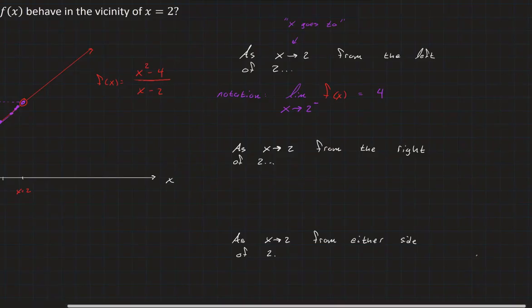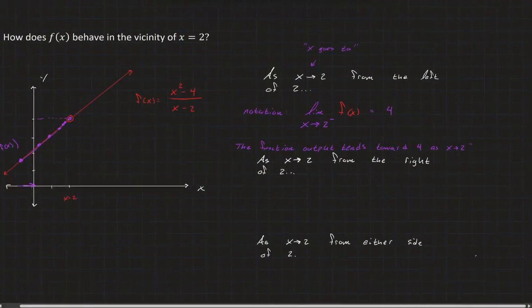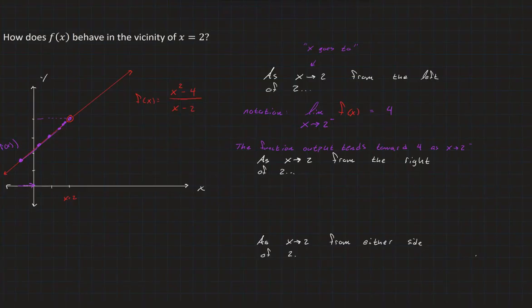Let me write it out for you. So I added some words to the screen. What this is saying in words, this notation is saying that our function output, the y value of our function, tends toward 4 as x approaches 2 from the left.